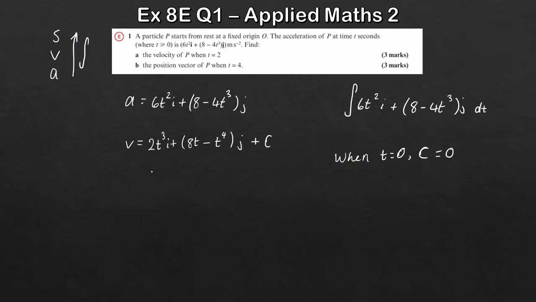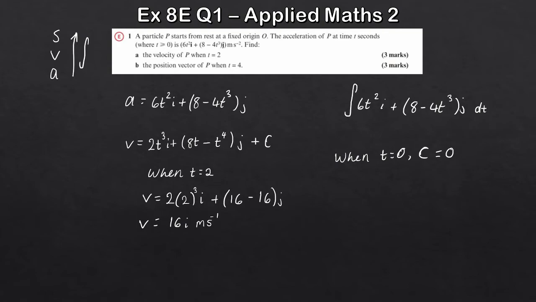So what we need to consider now is just when t is 2. So all I've got to do is sub t equals 2 into my velocity here. So v is equal to 2 lots of 2 cubed i plus 8 times 2, which is 16, minus 2 to the 4, which is 16. Okay, well, what will that give us? That'll be 16 here, because that's 2 times 8, so that's 16i. And that's 16 minus 16, so that just cancels. So all we get left with here is v equals 16i ms to the minus 1 there. Okay, so that's just my velocity. And then part B asks us to work out the position vector of P when t is equal to 4.